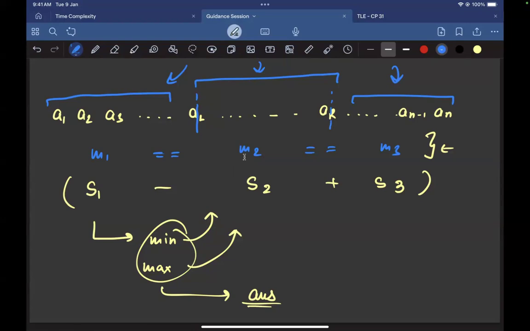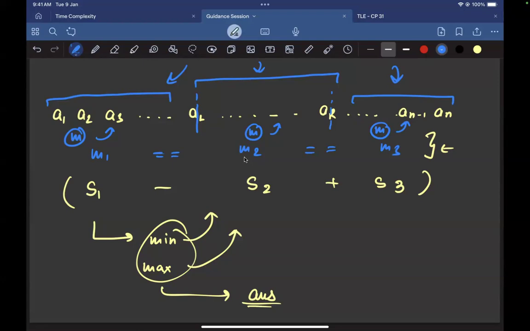M has to be in every subarray. No, Dhruv, I am saying that in every, like, let's say you're trying to create M max of this subarray, M max of this subarray, M max of this subarray. Okay, Dhruv?